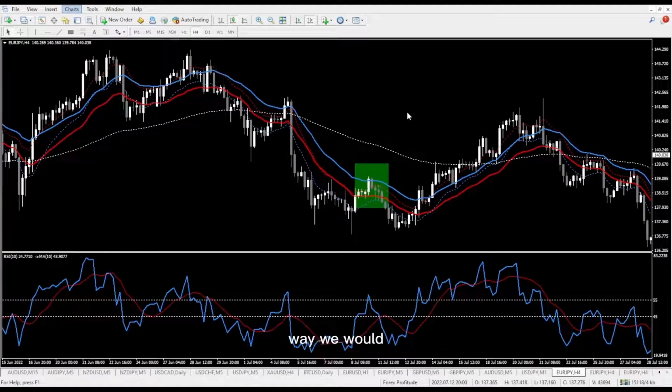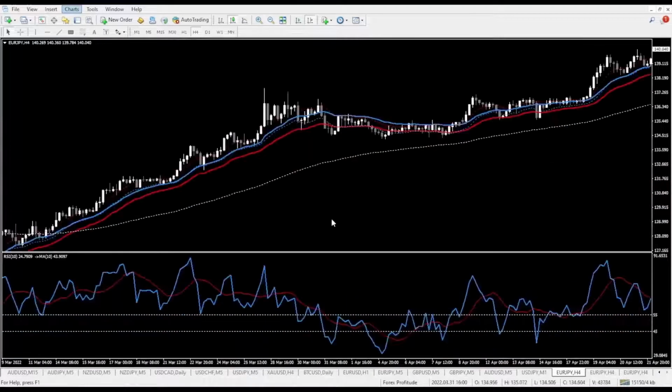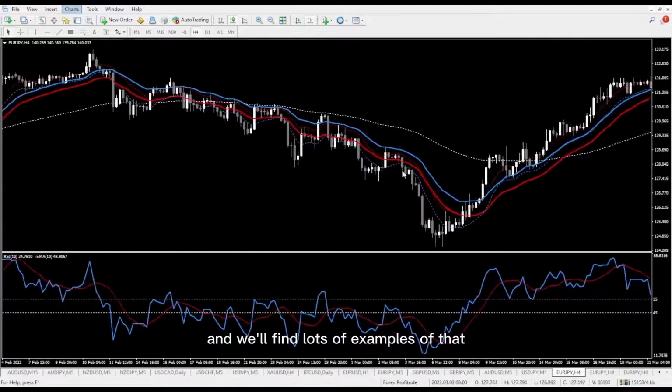There is no way we would take this trade because it's going against the greater trend. So we're only going to trade with the trending direction. And this is going to show us that that trade against the trend is not working. So we are not going to give our money to the market in hopes that it does work, and we're going to trade with the trend. And we'll find lots of examples of that.